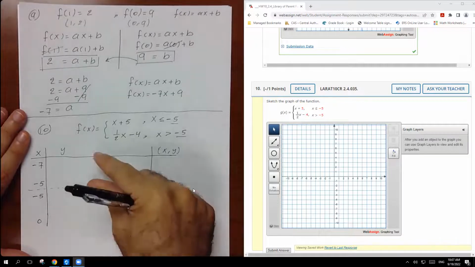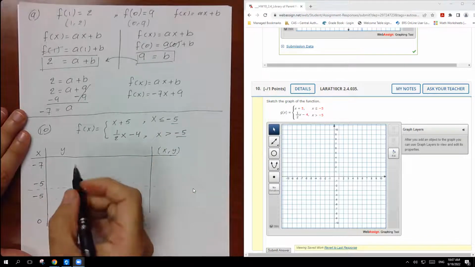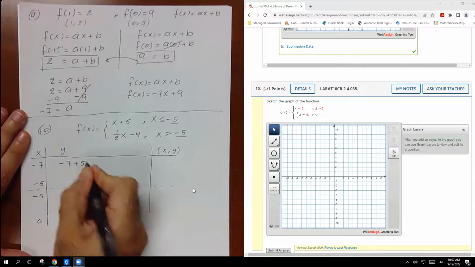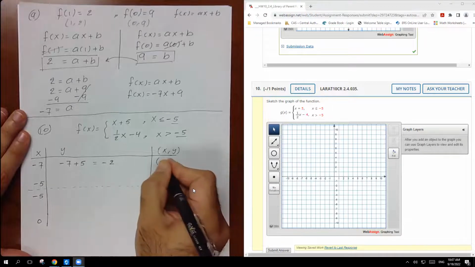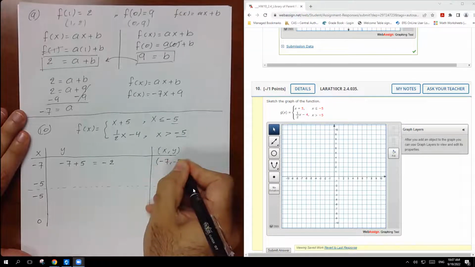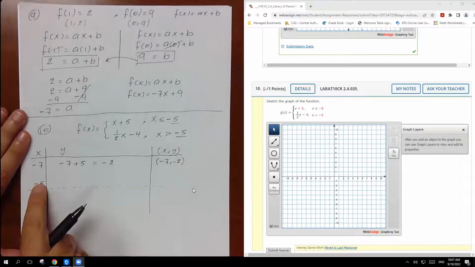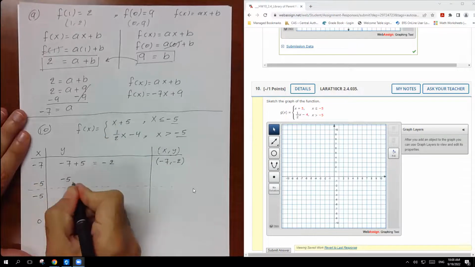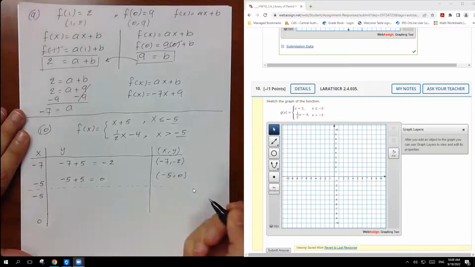Now let's look at the first piece. We're going to plug in these 2 numbers to the first piece. So I'm going to plug in -7: -7 plus 5 is -2. So the first point is -7 and -2. Let's plug in the second point, which is -5, on the first piece. It's -5 plus 5, and the result is 0. So the second point is -5 and y is 0.